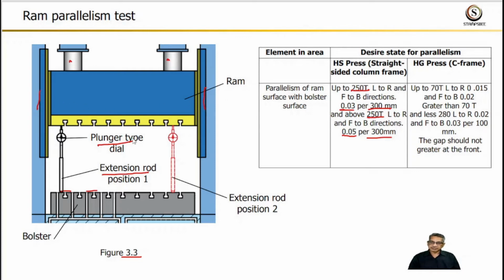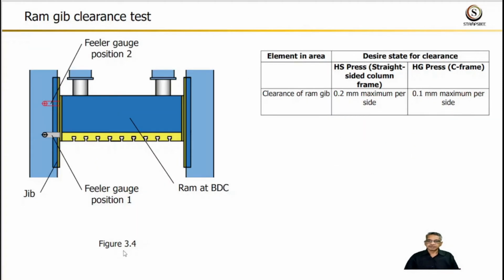For hydraulic press, raise the ram on the two parallel blocks rested on the bolster in loaded condition. Adjust the jib clearance. Take the ram at the center of the stroke. Verify the parallelism of the ram in free condition. Figure 3.4 shows the setup for the ram jib clearance test.